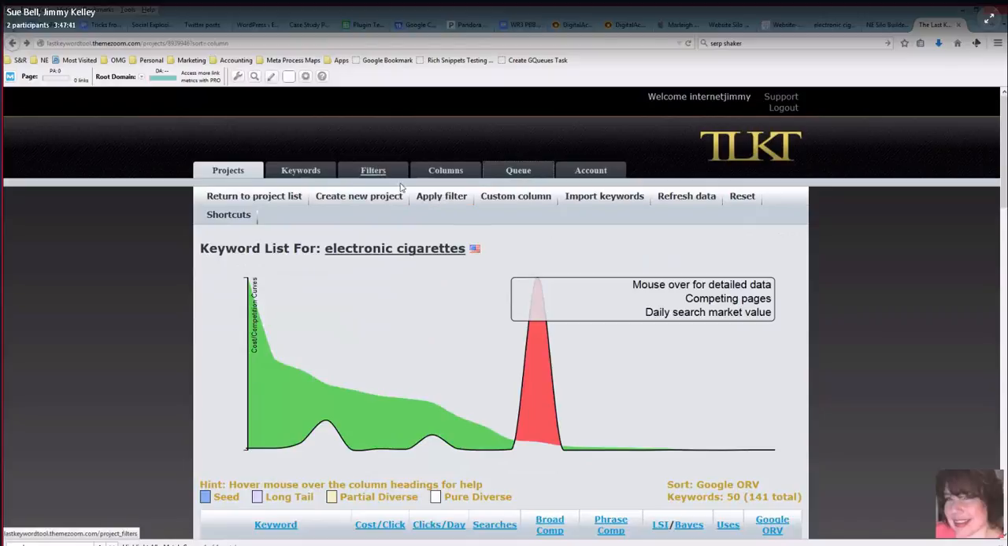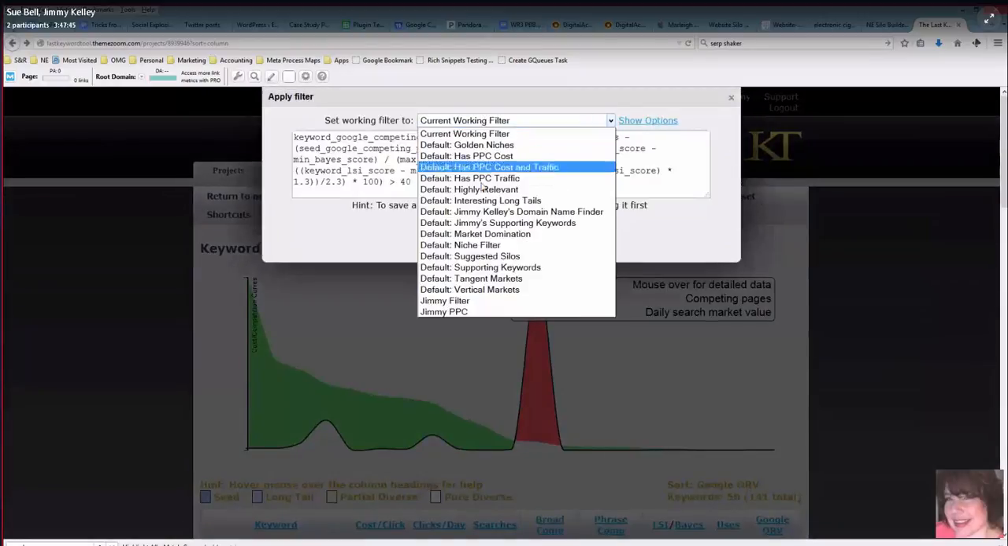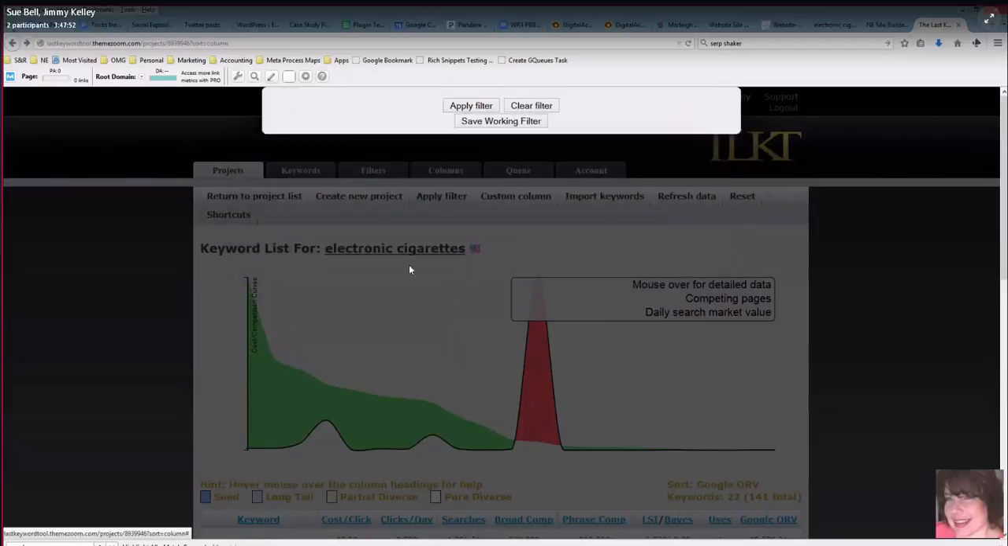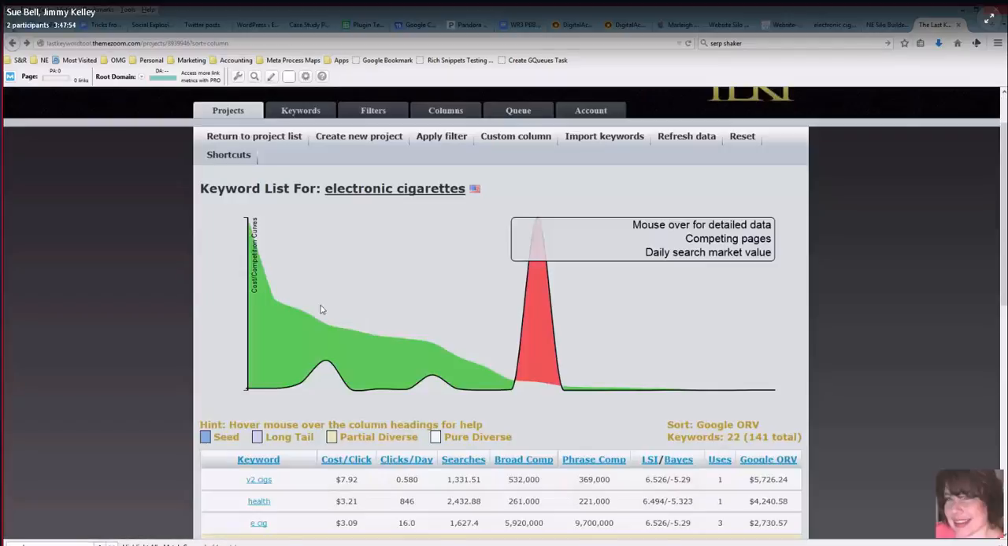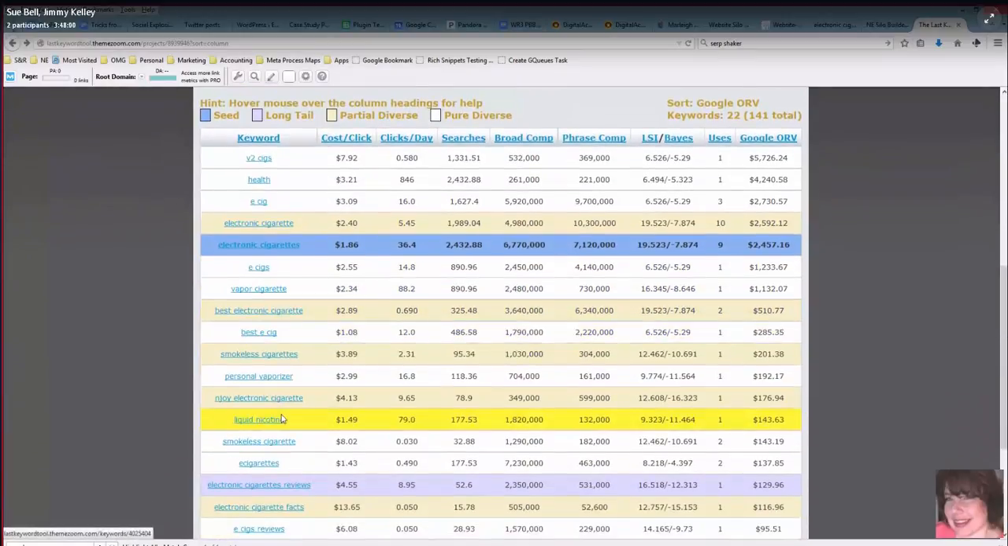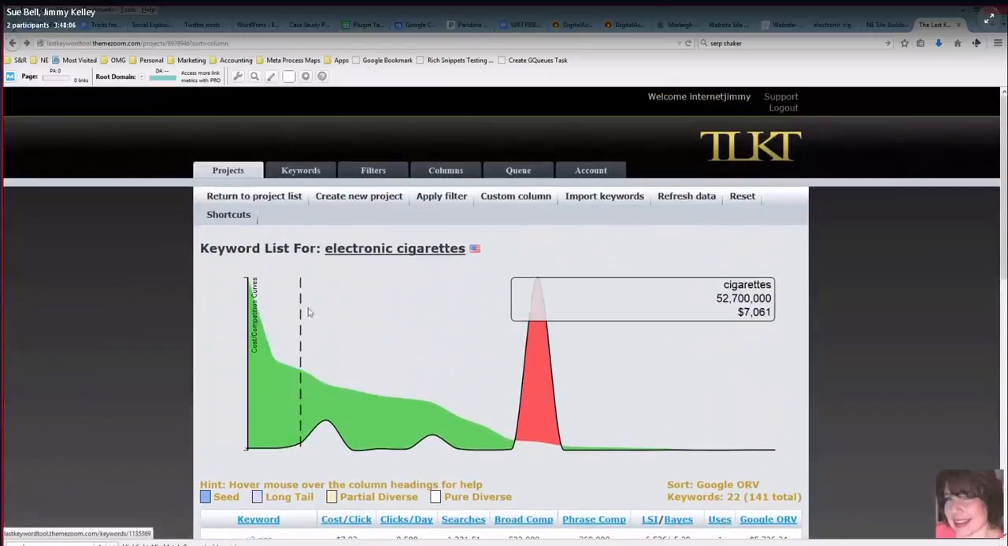Electronics filters. We've got this thing here for suggested silos. Let me just look at that and see what it says for silos. It doesn't really change the keyword selection all that much. No, it didn't change it too much. All right, good. I feel better about that.